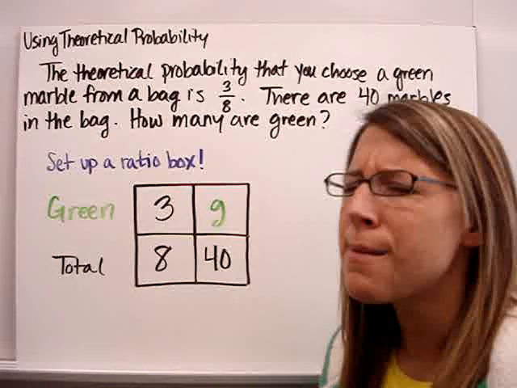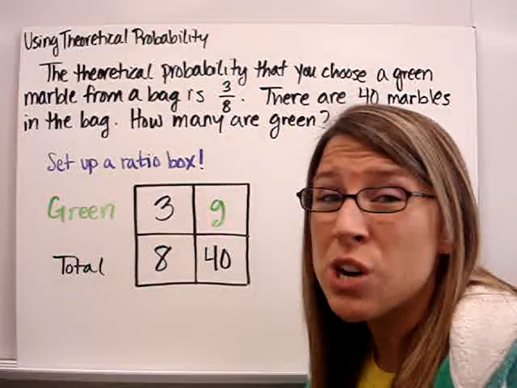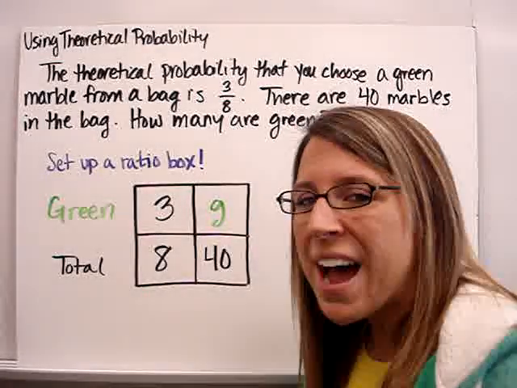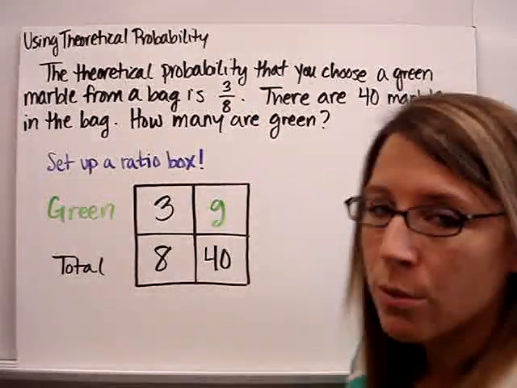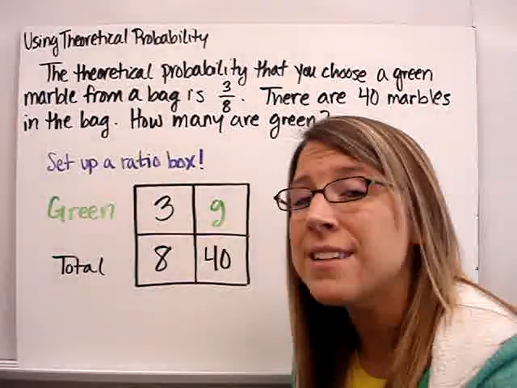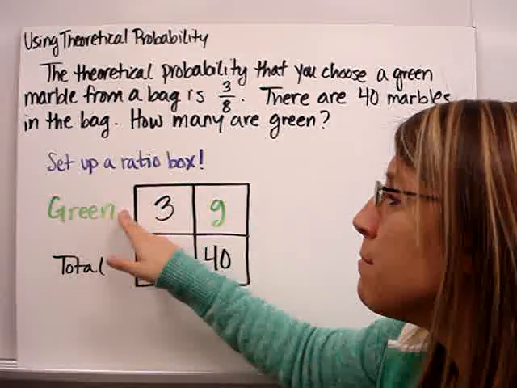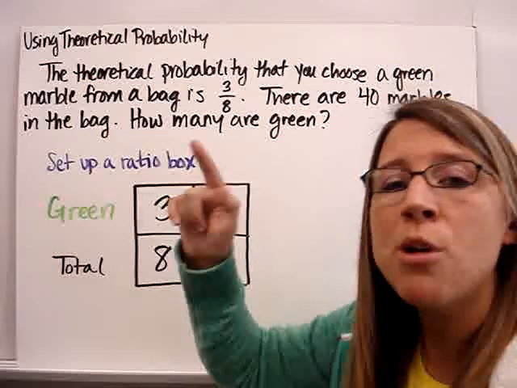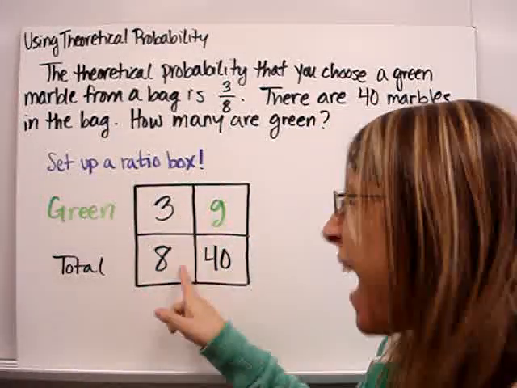Well, at this point, this is something we are really familiar with, right? Because we're working with ratios. If a probability is a ratio, then we can use a ratio box to find an unknown value if we're given the probability and the total amount. So just be careful that you label your ratio box appropriately, and this is going to be cake. It's the green marbles out of the total number of marbles. The probability, remember, it's your favorable outcome out of your total. So your favorable is 3 out of 8.